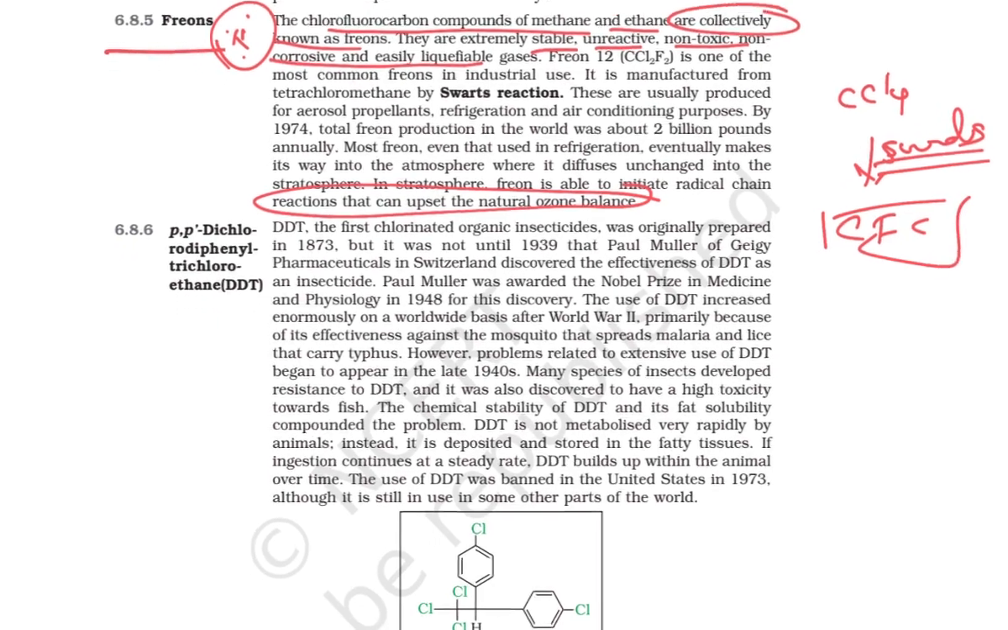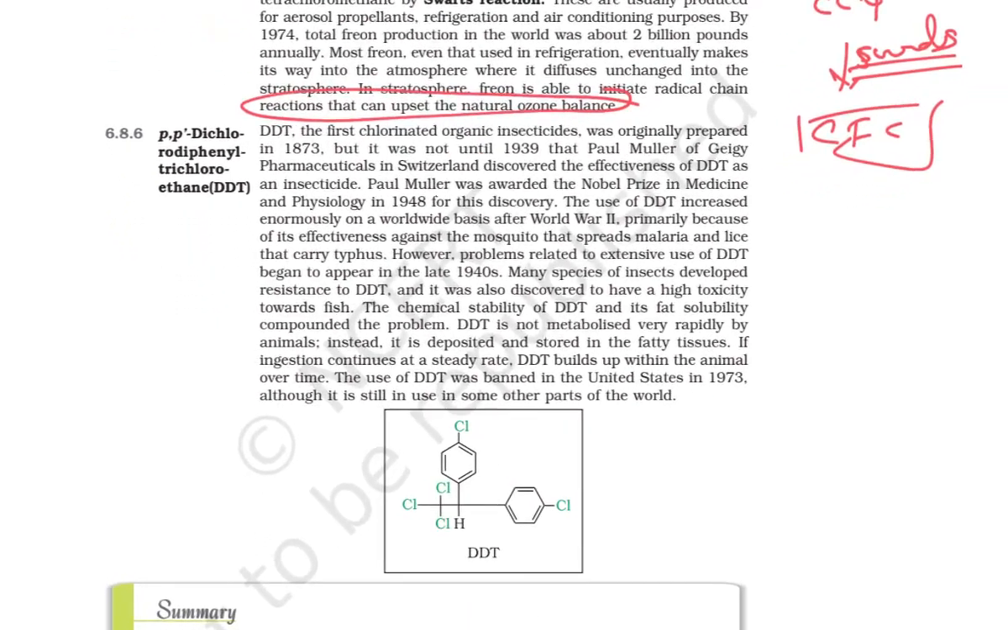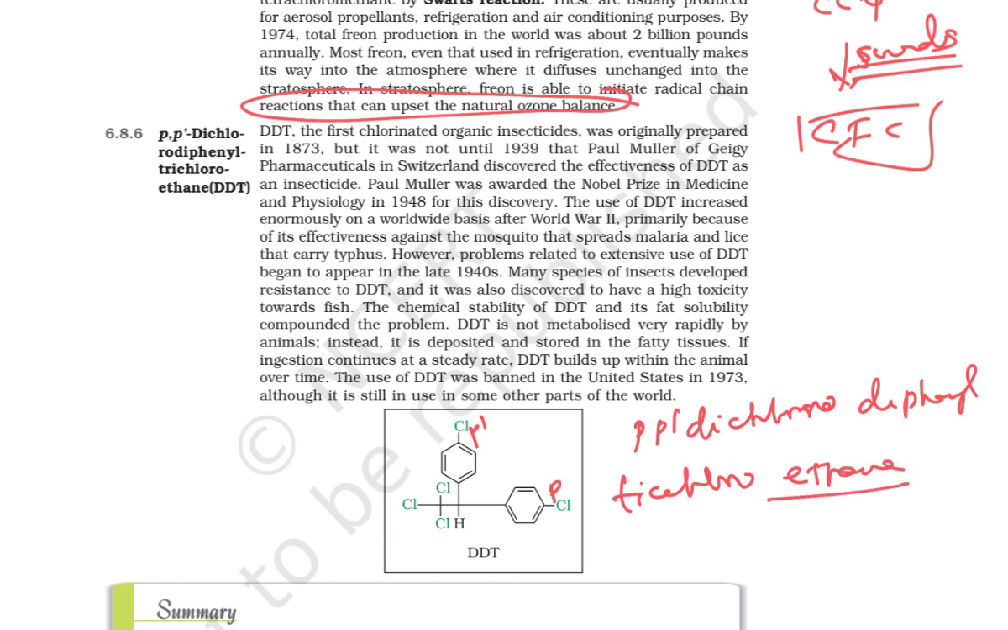When it comes to DDT, I will first tell you how to name DDT. This is the para position. If this is para, it is considered as para dash. So para dash dichloro. Then how many phenyl groups are there? Diphenyl. Dichloro diphenyl, then trichloroethane. So para dash dichloro diphenyl trichloroethane is the name of DDT.